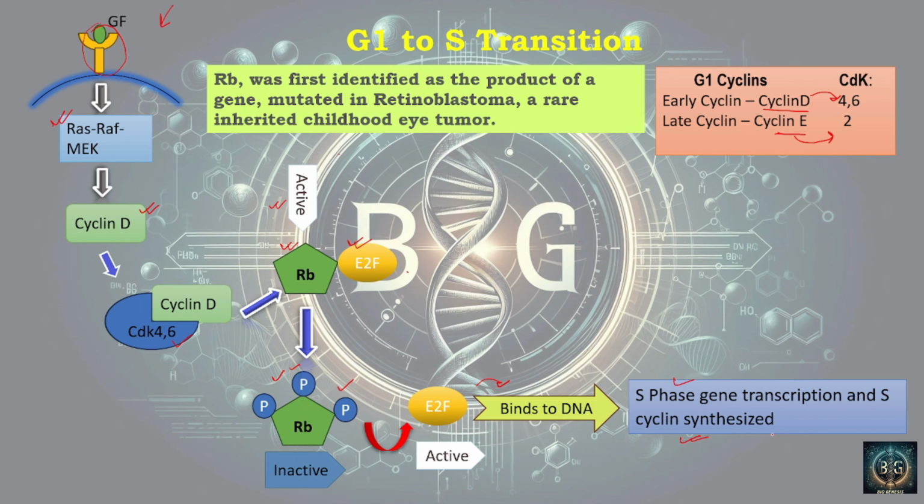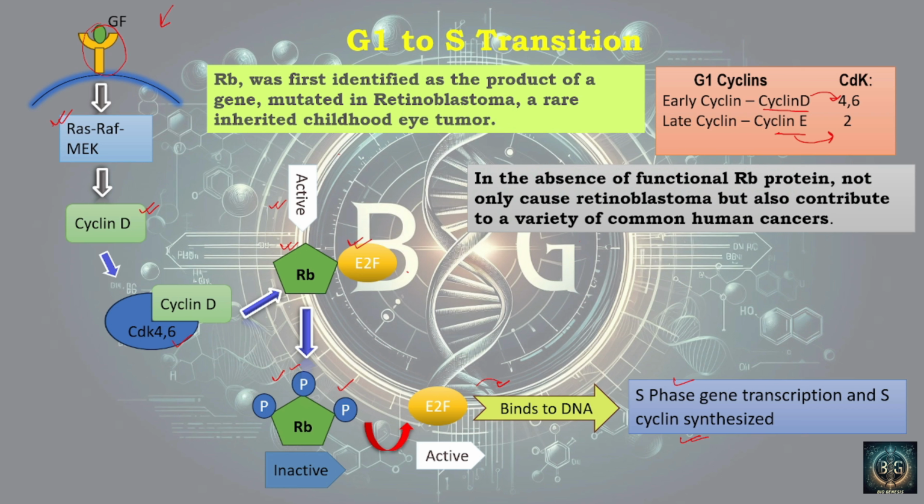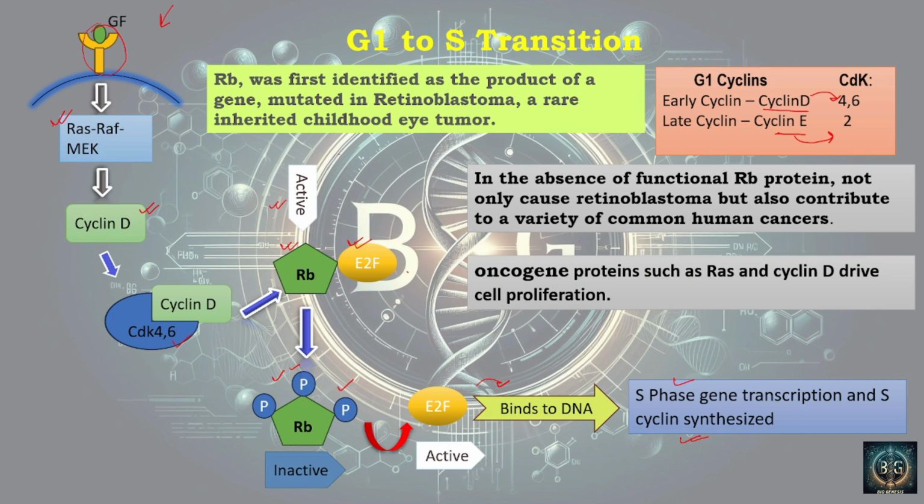What is retinoblastoma? Retinoblastoma was first identified as the product of a gene that is mutated in retinoblastoma disease. It is a rare inherited childhood eye tumor. If functional retinoblastoma protein is absent, it not only causes retinoblastoma, that means eye tumor, but it also causes different types of human cancers. Also, in this case, there are different oncogene proteins.